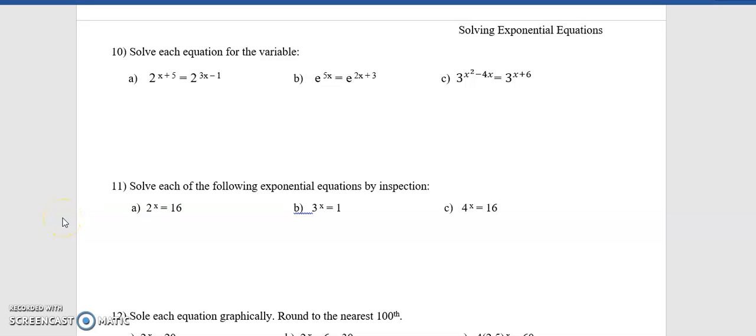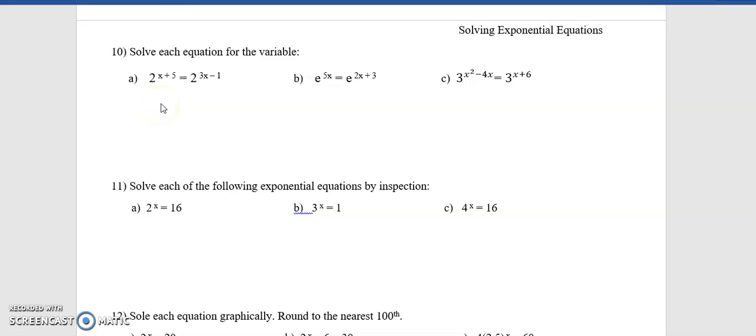Solving exponential equations, there are several different forms that exponential equations may take on. The first type, we notice that we have like bases, so 2 is the same base, and then they're both raised to an exponent. So it should make sense that when you look at 2 to an exponent equals 2 to an exponent, the exponents must be the same.